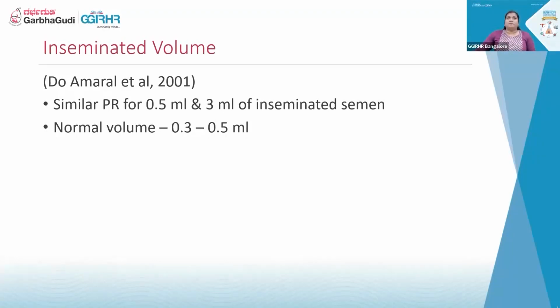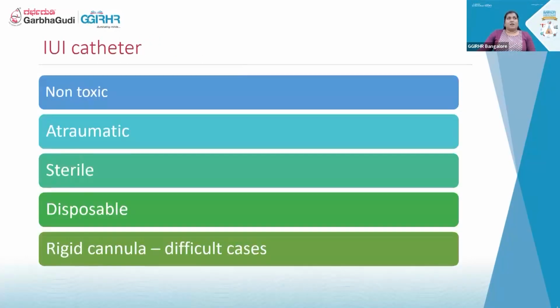Inseminated volume. When the volume of the post-process sample was assessed, there were similar pregnancy rates for 0.5 ml and 3 ml of inseminated semen. So the normal volume which we are going to inject is usually 0.3 to 0.5 ml of processed sperms. Let us discuss the IUI catheter now.